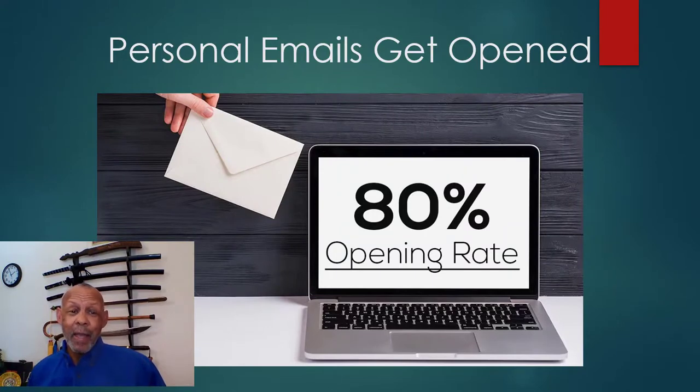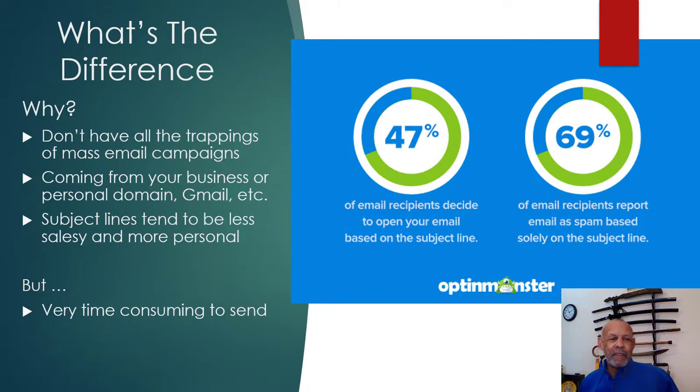On the other side, personal emails get opened to the tune of about 80% or so. So how can we send a personal email? We don't mean from your personal email address, but an email that comes directly from your email client, whether it's your business email or something like that. How do you send those? Because those are the ones that really get opened. So what's really the big difference? Number one, you ask the question: why is it that those personal emails get opened, but the ones from a larger email system do not?